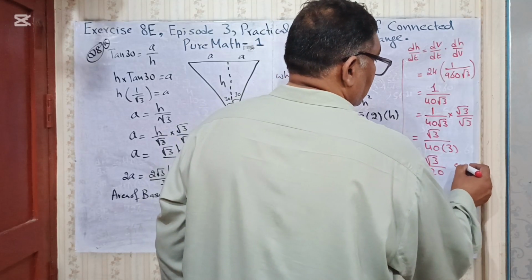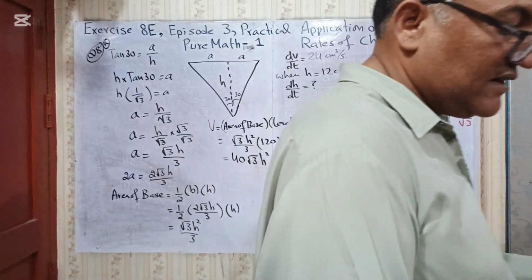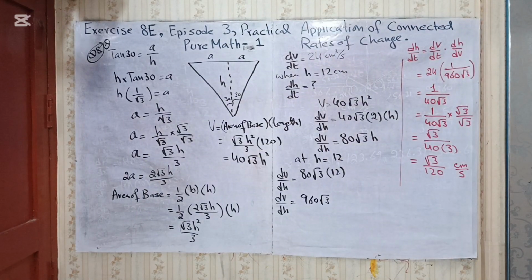Okay, because there is a surd in the denominator, so it will be 1 by 40 under root 3 multiplied by under root 3 divided by under root 3. So it will be under root 3 divided by 40 into 3. Under root 3 into under root 3 will become 3. So this will become under root 3 divided by 120 centimeter per second. So this is my answer, and this answer is right.